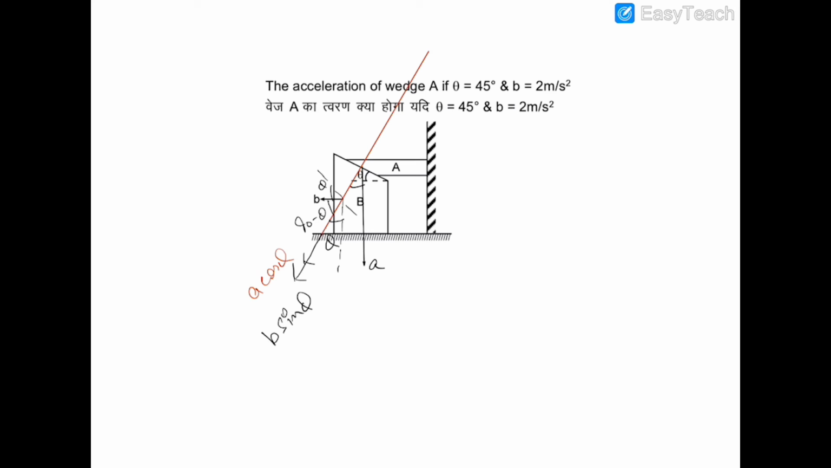So equating these components, B sine theta is equal to A cos theta, and the value of B is 2 and theta is 45 degrees. So sine theta is 1 by root 2, and the value of cos 45 is also 1 by root 2. Therefore A will also be equal to 2 meters per second.